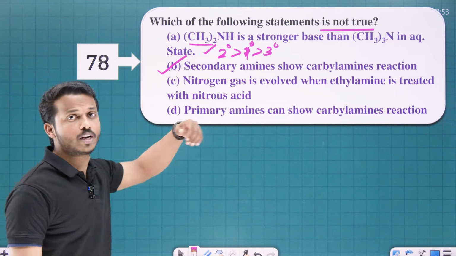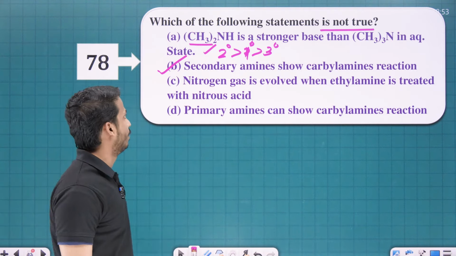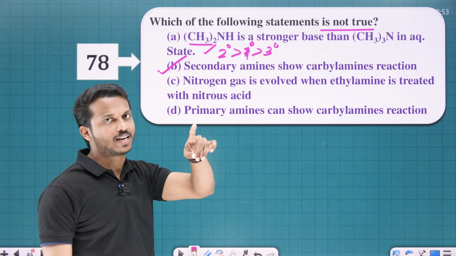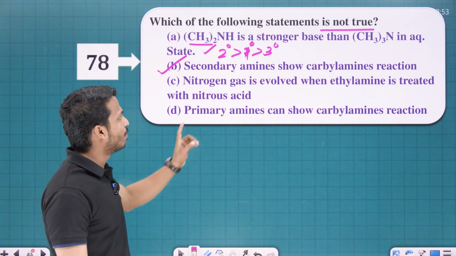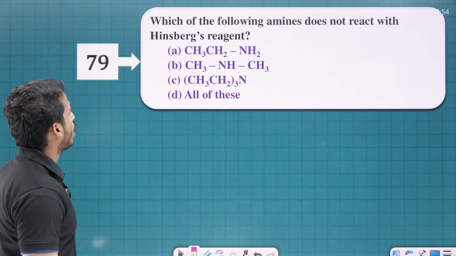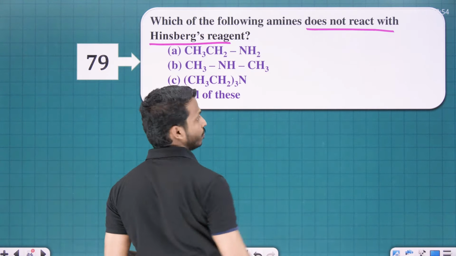Which statement is not true? Secondary amine shows carbylamine reaction. No, only primary amine. Nitrogen gas is evolved when ethyl amine is treated with nitrous acid. Yes, we discussed that. Primary amine can show carbylamine. Correct, option B.